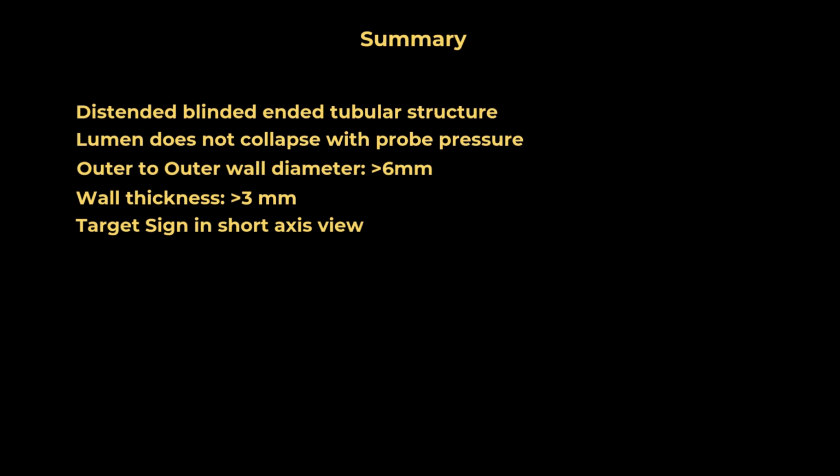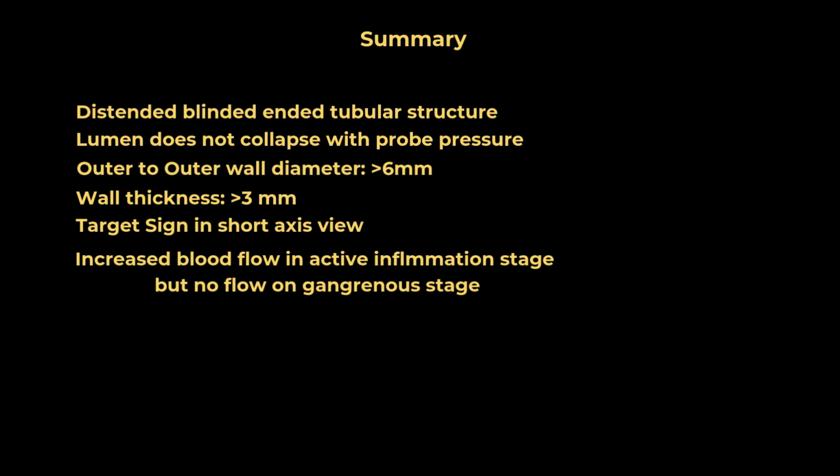An appendicolith may be seen. It appears as a bright hyperechoic structure inside the lumen with a posterior acoustic shadow. Color Doppler shows increased blood flow in the appendiceal wall during active inflammation. In advanced disease, such as necrosis or gangrene, mural stratification is lost and the wall becomes avascular with no Doppler flow. The periappendiceal region should always be carefully assessed.